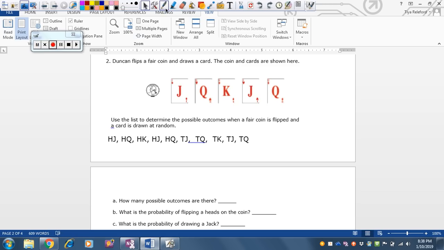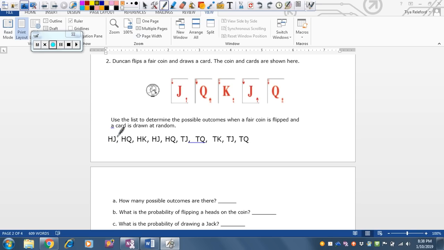Okay, number 2 is like the second example we did where we're not going to make a tree, we make a list. Number 2 says, Duncan flips a fair coin and draws a card. The coin and cards are shown here. Use the list to determine the possible outcomes when a fair coin is flipped and a card is drawn at random. So if you look at our list, H is heads and T is tails.